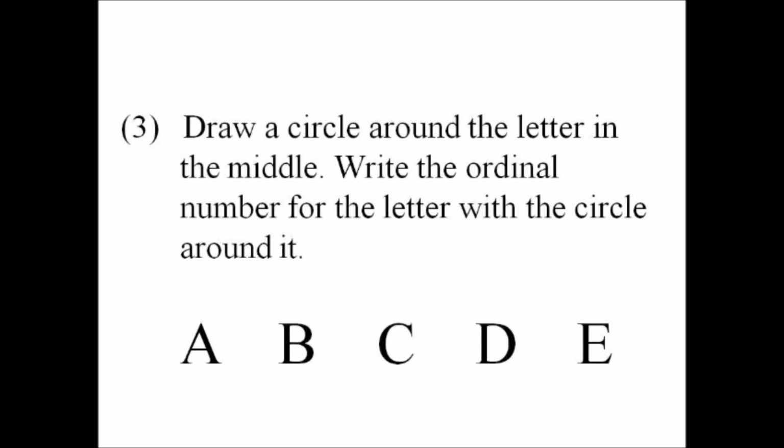Number 3. Draw a circle around the letter in the middle. Write the ordinal number for the letter with the circle around it. Do that first, do that now. Then write the ordinal number for the letter with the circle around it. You should know what ordinal numbers are. On the previous test, we dealt with ordinal numbers and how to write them. Go ahead, put your answer.